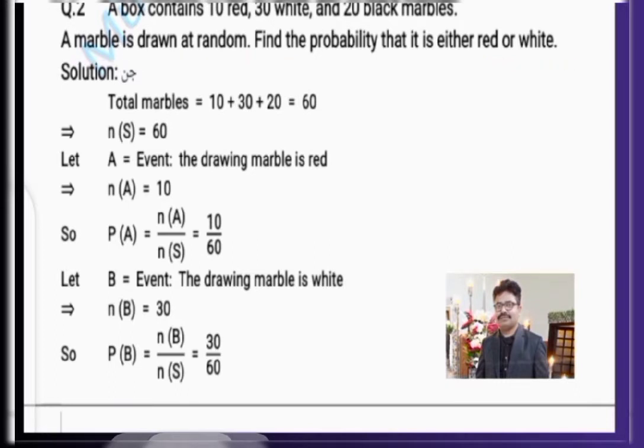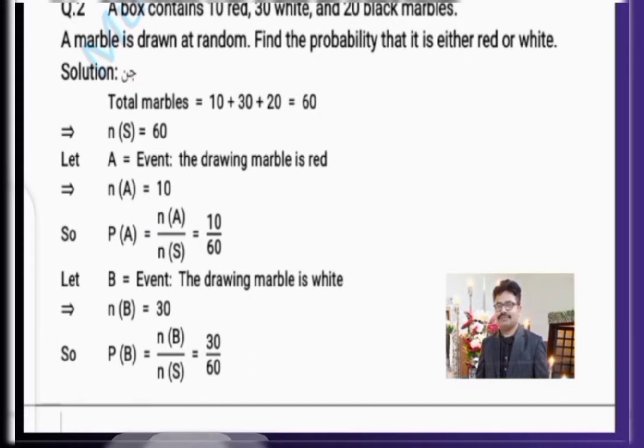Another important word is "or". Or means union. In probability, if there is a word "or", it means union. So the probability of red union probability of white is our requirement.